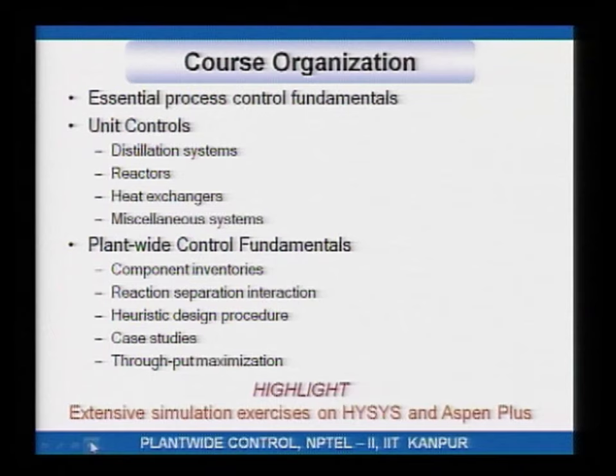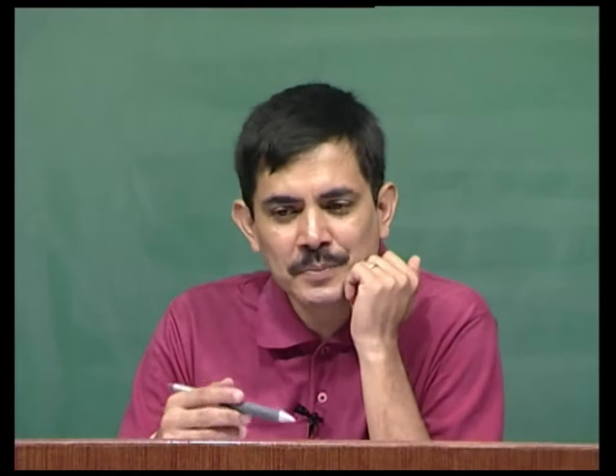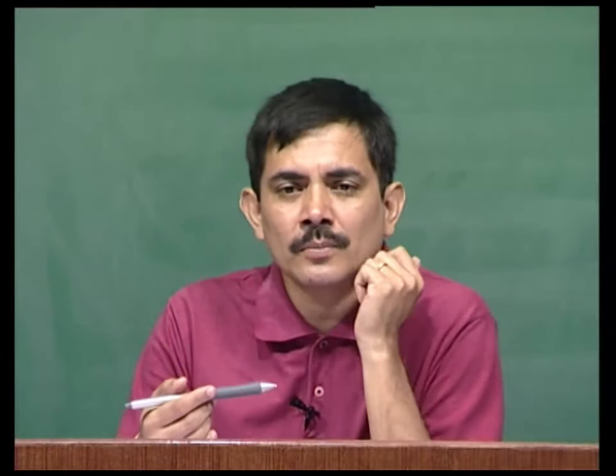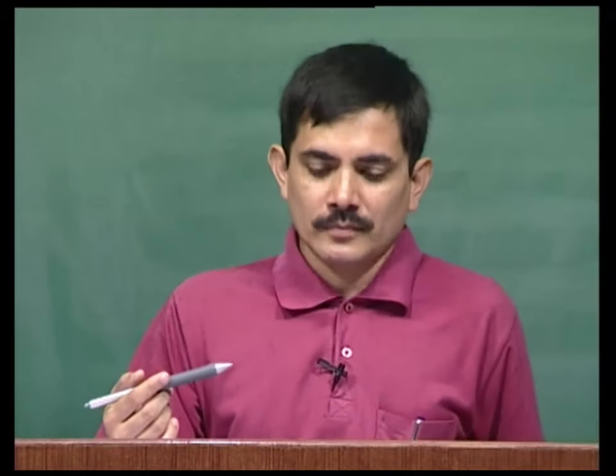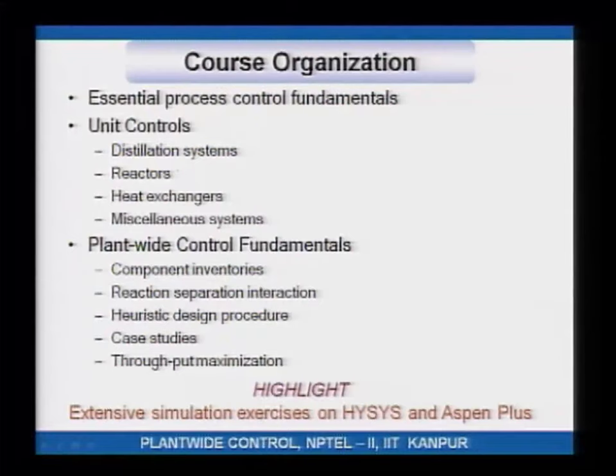Then we will go on to looking at control of common unit operations in chemical processes. These common unit operations, for example, are distillation columns. Distillation is the most widely used separation, the separation process of choice, and separation is required in a chemical process because you may want to purify the raw material, and of course you want to purify your product. Reactors, which are the heart of any plant where you produce the value added chemical; heat exchangers, which can be utility to process stream or process stream to process stream type of heat exchangers; and then miscellaneous systems, for example, refrigeration systems, steam plants, and so on and so forth.